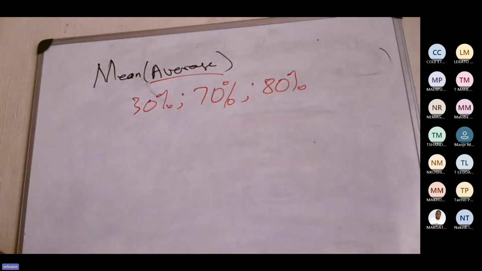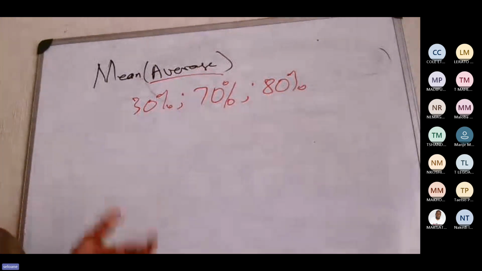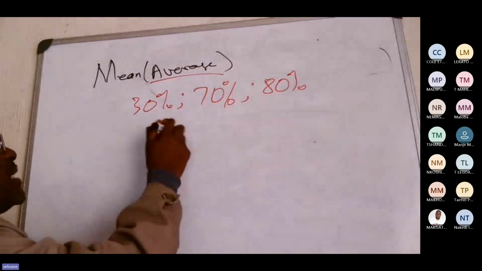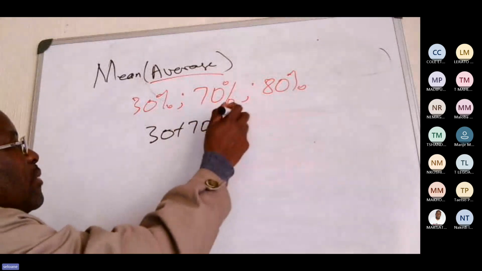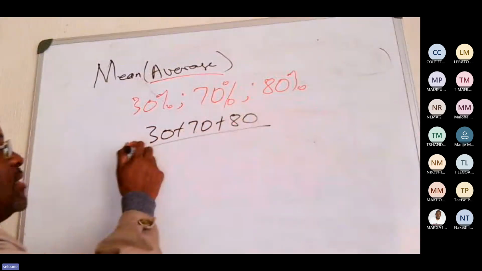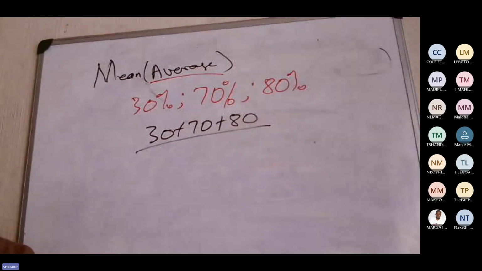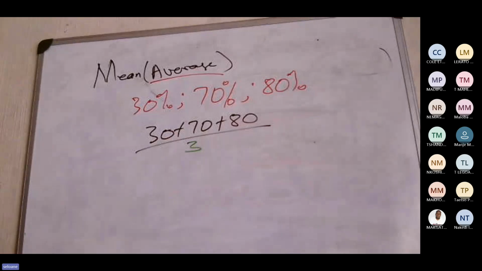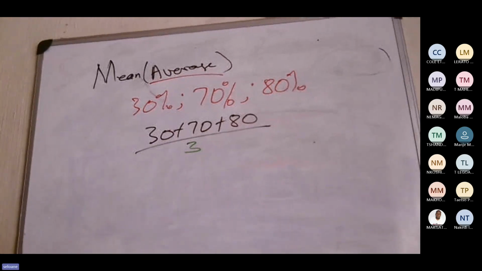Because the average will now be the sum divided by the number. It will be the sum of this divided by their number. It will be 30 plus 70 plus 80 divided by, very important, their number. How many are they? They are 3. Then it will be 180 divided by 3, which will be 60%. Therefore, the average is 60%.